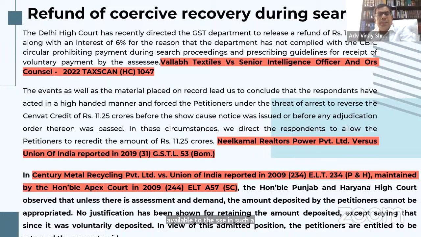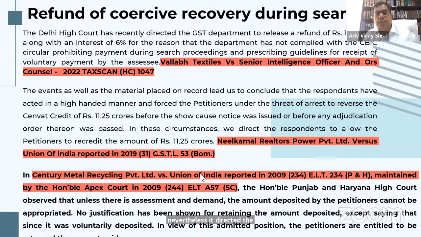In two very interesting cases before the Delhi High Court and the Bombay High Court, when the amount was forcibly recovered from the SSE in the course of seizure or summons with the threat of arrest, the Delhi High Court directed, in fact, to refund the said amount with interest of 6%. And in the Bombay High Court case also, the refund was allowed, but no interest was granted. But nevertheless, it directed the department to grant the refund.